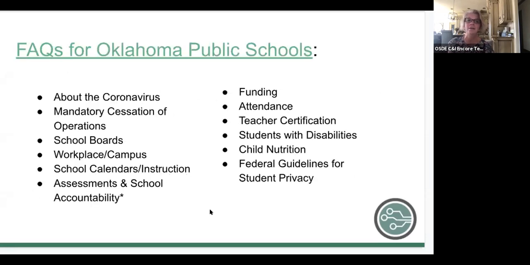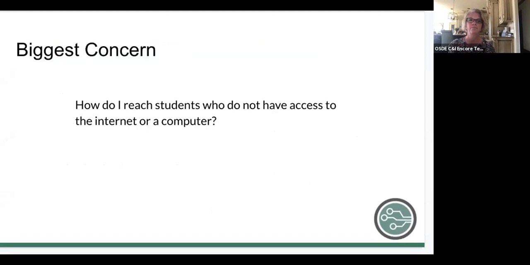As you are moving ahead, I know that the Oklahoma State Department of Education has been putting out daily FAQs, everything from funding and attendance and child nutrition. You may want to check back daily to see if some of the questions that you have are answered there. If not, go ahead and make sure that you're contacting your school administrator to provide answers to questions you have. And like I said, the biggest concern is probably, how do I reach students that do not have access to internet or a computer? School districts are addressing this individually, and hopefully we'll be able to have that solved.